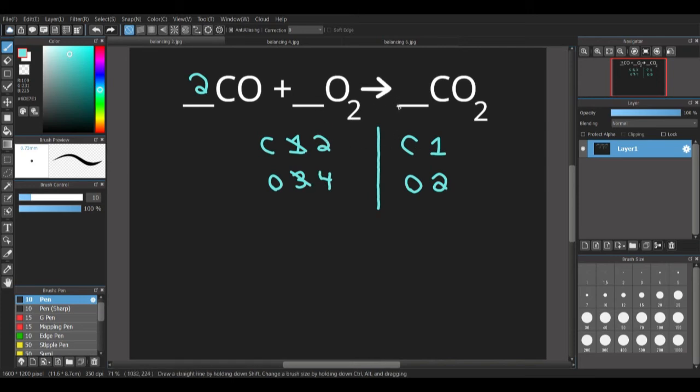So to make 2 carbons on this side, we're going to have to put a 2 here as well, which will give us 2 carbons, because 2 times 1, and then we'll do 2 times 2 to get 4 oxygens. Now we have 2 carbons on both sides and 4 oxygens on both sides, so our equation is correctly balanced. We could put a 1 here, but we could also omit it, like we usually do when we write equations.